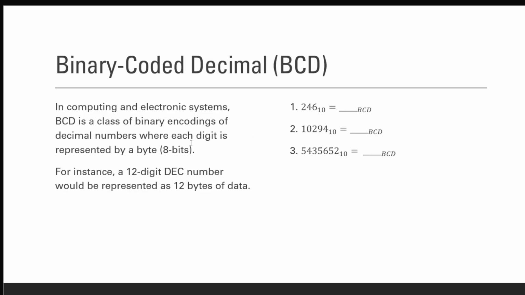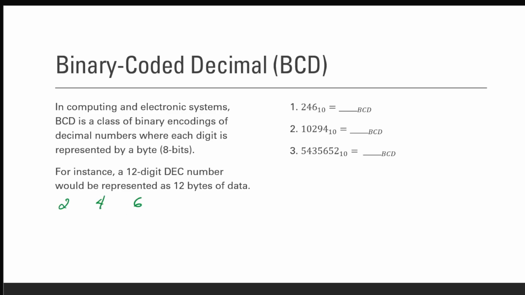In computing and electronic systems, BCD is a class of binary encodings of decimal numbers where each digit is represented by a byte. When we say a byte, that is 8 bits. For instance, a 12-digit decimal number would be represented as 12 bytes of data. So we have here our example. Yung una muna natin, 246 base 10.